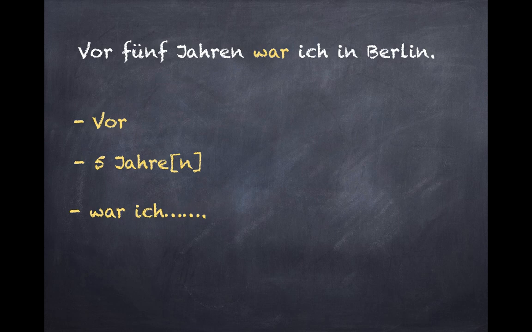Vor 5 Jahren war ich in Berlin. 5 years ago I was in Berlin, or before 5 years I was in Berlin. You can see the verb placement is immediately after the noun, which is Jahr. Das Jahr, plural, Jahren. Vor is a preposition, 5 Jahre, Jahr is a noun, and then verb, war ich in Berlin, the rest of the sentence. You should always think about the correct position of the verb.